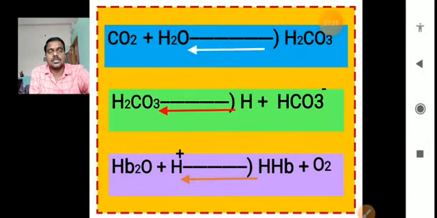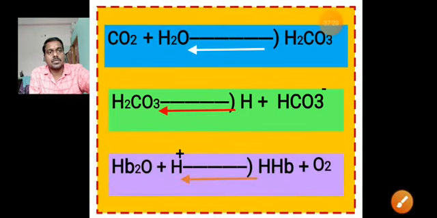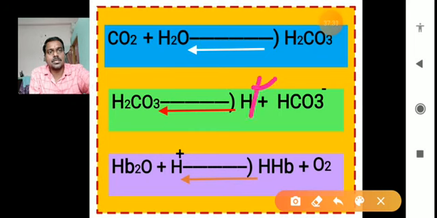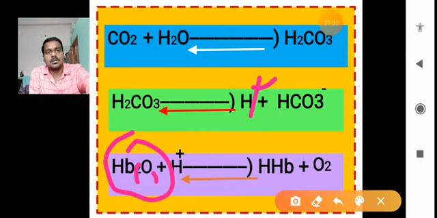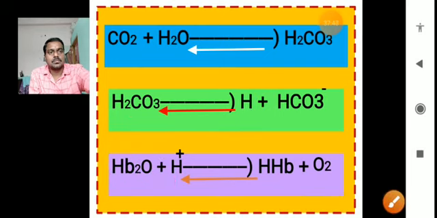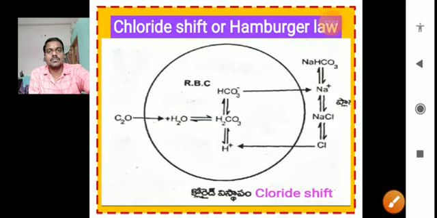The carbonic acid that is formed is converted into H plus ions and HCO3 minus ions. The H plus ions affect the oxyhemoglobin, and oxygen is released, and H plus ions bind with hemoglobin. This is very important. Three equations are very important. So this is the chloride shift, which we have already discussed.